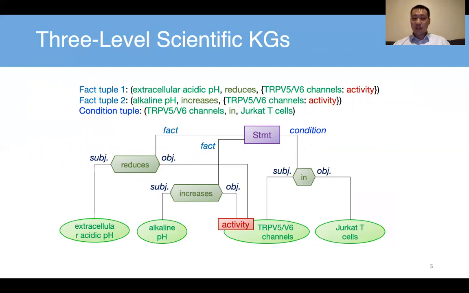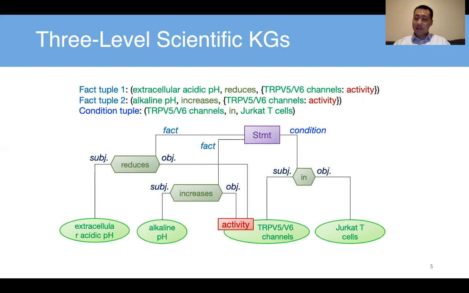The subject and object can be concepts, or they can be attributes. And a statement, which is the information source of this structure, the statement sentence is on the top layer. It connects to the multiple tuples. It's actually connecting to the relation nodes on the second layer, right, of the multiple tuples. So once we got this kind of three-level scientific knowledge graph, then we can do inference.